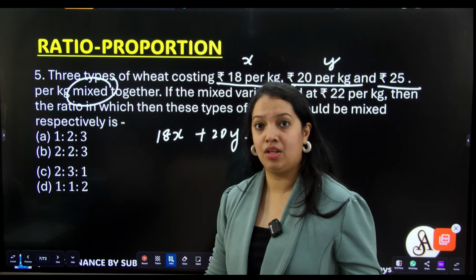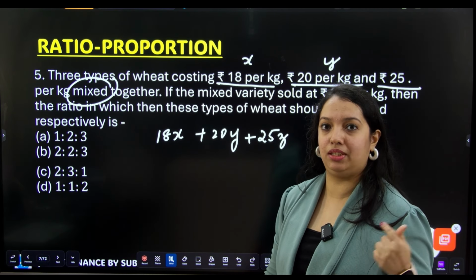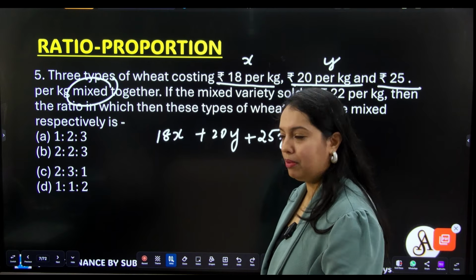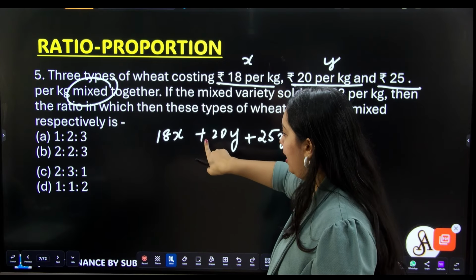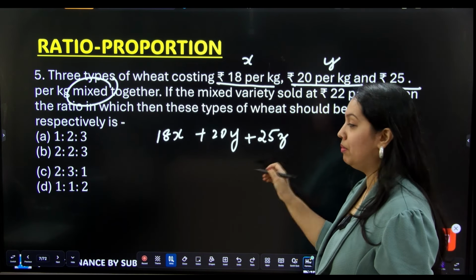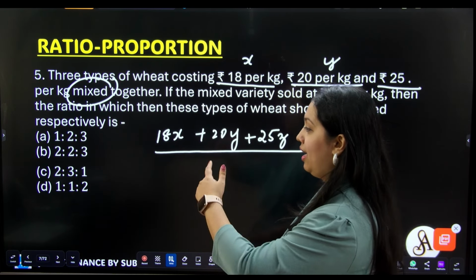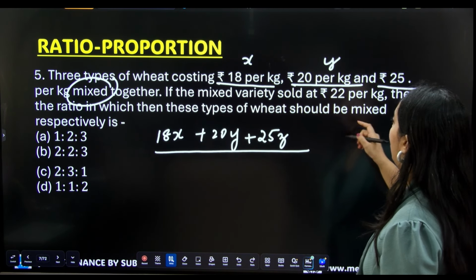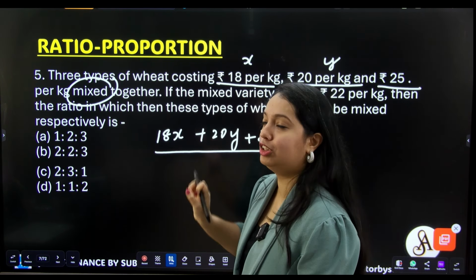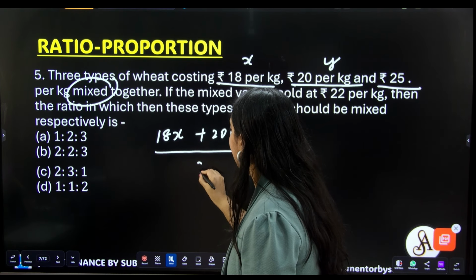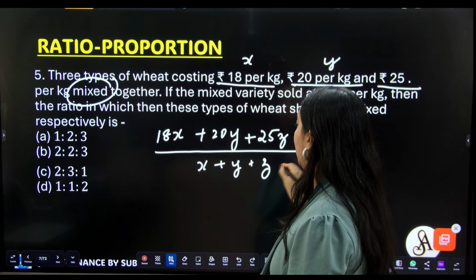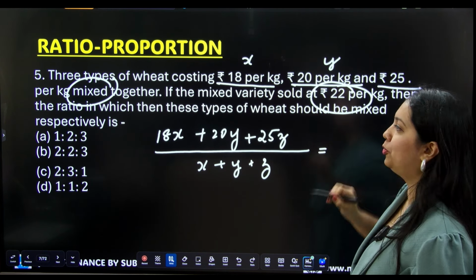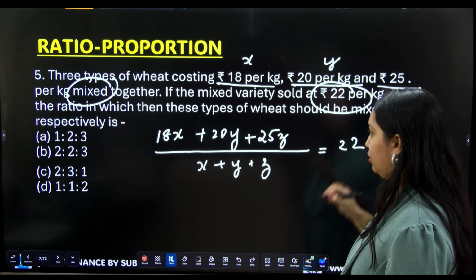It's a mixture question. Any mixture question of mathematics you can solve using the combined arithmetic mean formula. What is the combined arithmetic mean formula? n1 x1 bar plus n2 x2 bar plus n3 x3 bar, whole divided by n1 plus n2 plus n3. Now I don't know n because that's what they are asking. Find the quantity of wheat that has to be mixed. I will take it as x plus y plus z. What is the combined cost after combination? It is 22 per kg mixture, equal to 22.